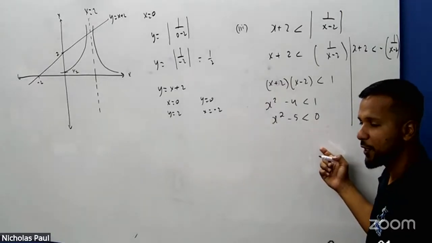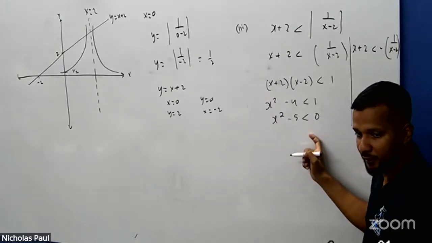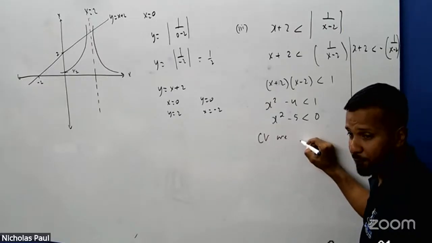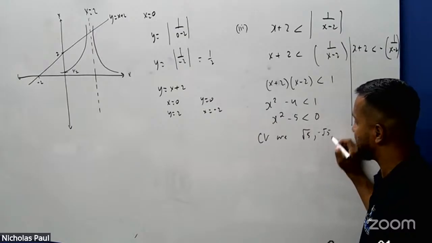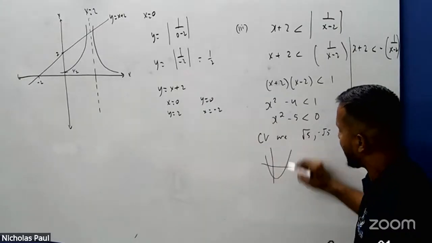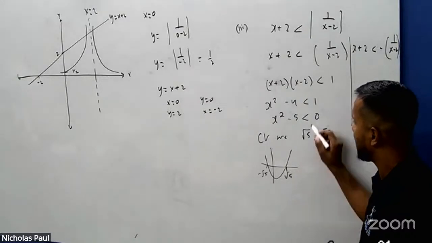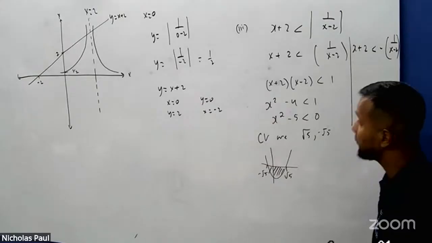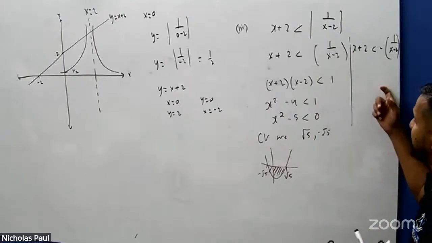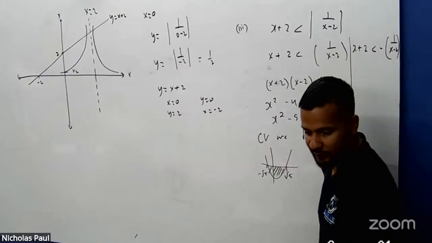Is that an inequality? Right. Get the critical values first. The critical values are plus root 5 and minus root 5. So therefore, it might look something like that. Minus root 5, plus root 5. Less than 0 is inside here. All right? Do the same thing here, and let's see where they intersect.